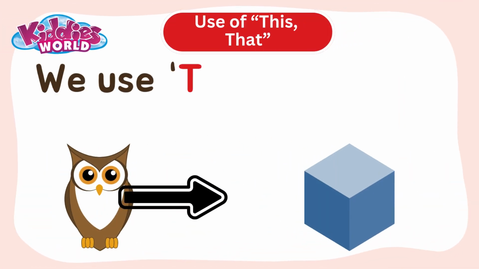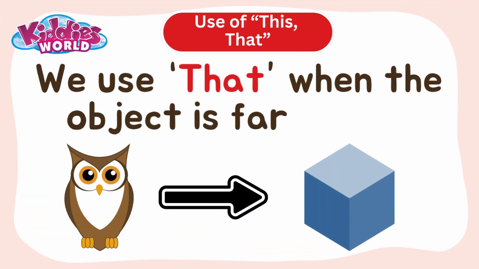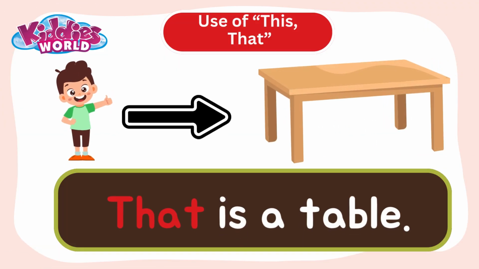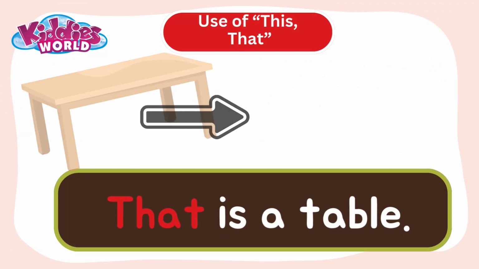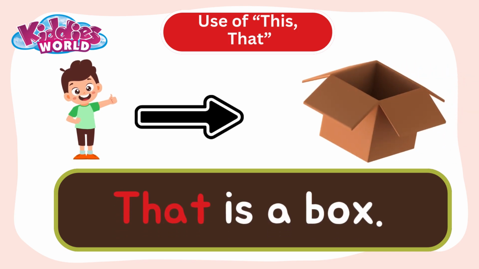Excellent. We use that when the object is far away. Let's see some examples. Look at that table in the distance. That is a table. Great. Now look at that box over there. That is a box.